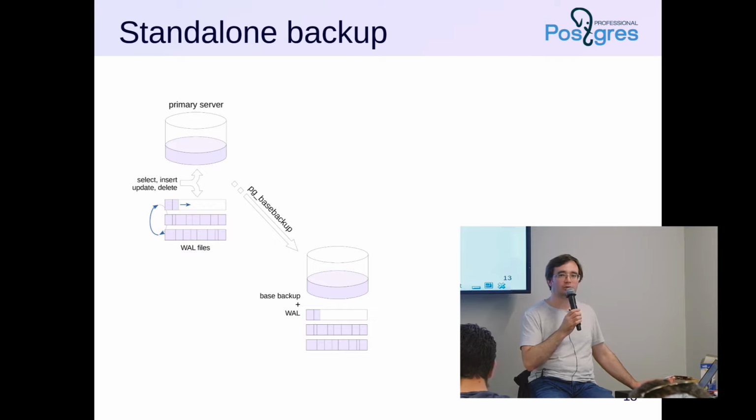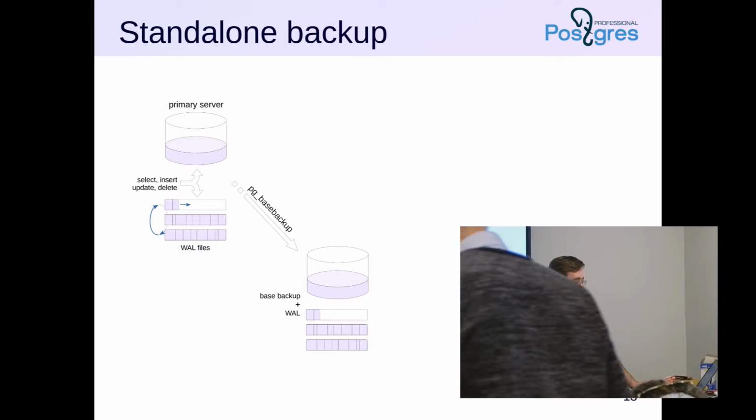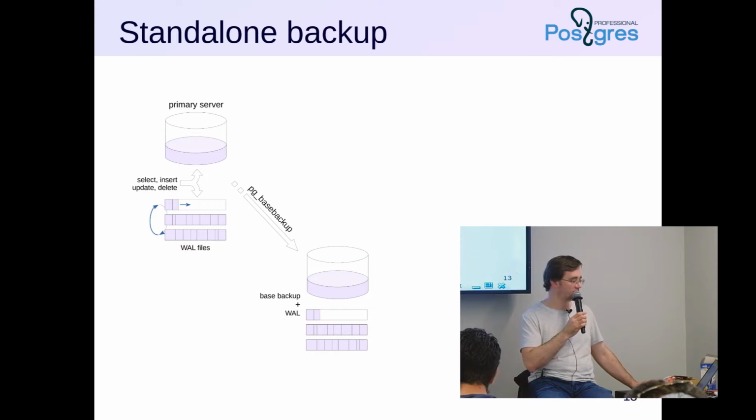There is some workload, selects and sorts and so on, which generates new WAL records and changes data in your database. And you have the pg_basebackup utility, which copies your data and WAL records to some place that you specify.